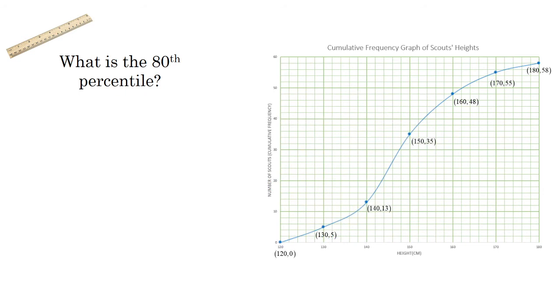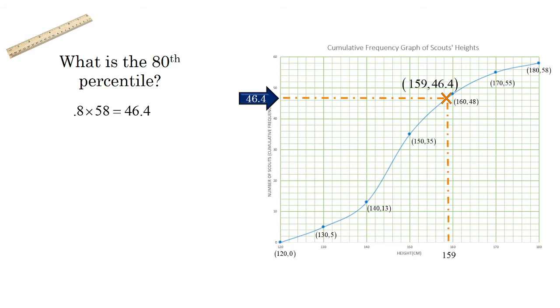So let's take a look at this. What's the 80th percentile? Now this is really asking you for the height. It's not asking you for the frequency. But you take the total frequency, which is 58, and that's going to be the 46th, so you're going to go to 46.4 on your graph. And then you figure out what the height of that is. So the 80th percentile height would be about 159 centimeters tall. So if you were in this group of 58 people, and you were 159 centimeters tall, you'd be in the 80th percentile, which means you're taller than about 80%. You're in the top 20%.